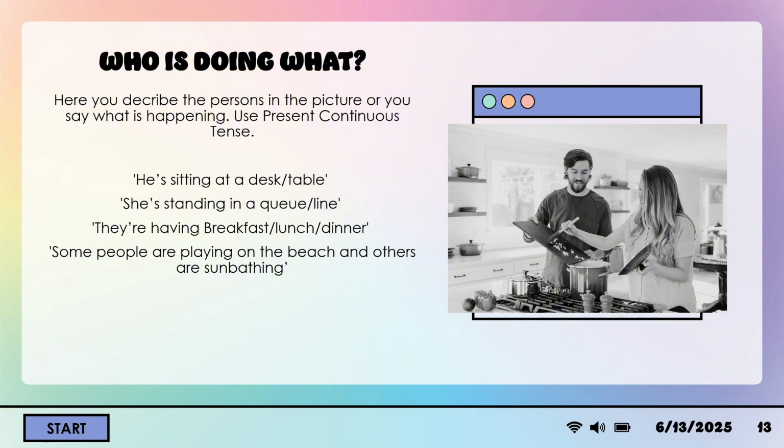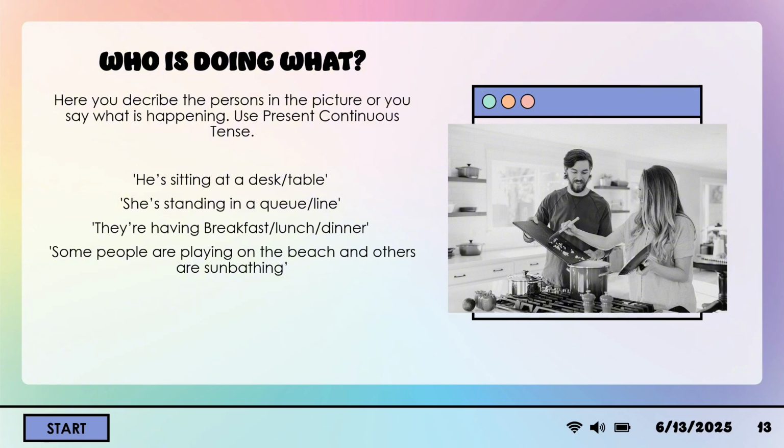How do you describe this? Even though this is black and white, use your imagination. Imagine that there is color there. The silver pot, maybe the red black pot. You can see the brown salt and pepper shaker. What they are doing, they are cooking, they are standing there. Okay, they are having lunch, breakfast, dinner. They are cooking. They are playing in the beach, and others are waiting. Whatever you see in the picture, okay.